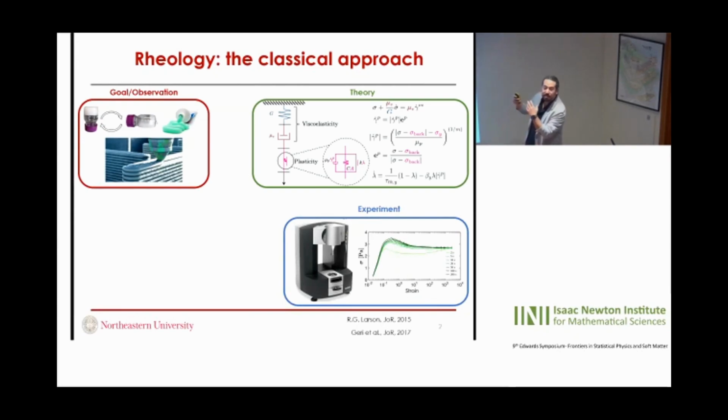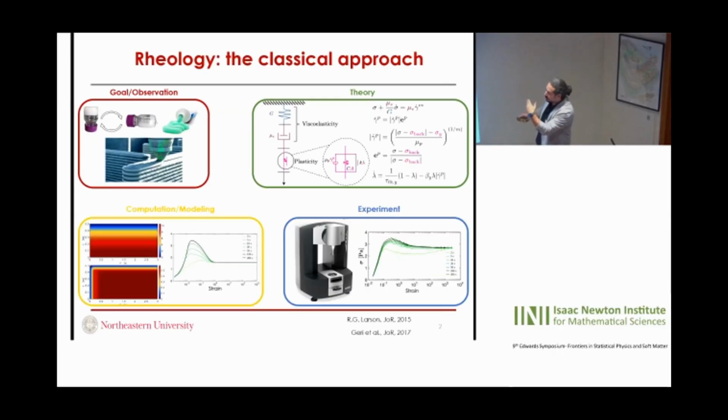Then you go to theory and build some understanding, phenomenologically, of why that behavior emerges. This particular model we're going to come back to. This is isokinematic hardening for elastoviscoplastic fluids. And then if everything checks out in your model, you can put that into a numerical solver and model it for different geometries and hopefully get what you were interested in from the get-go.